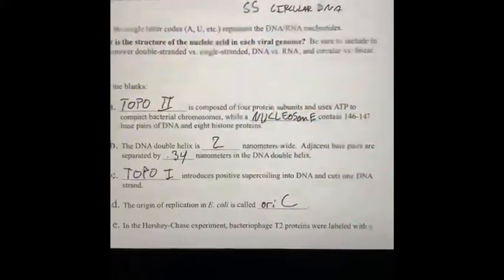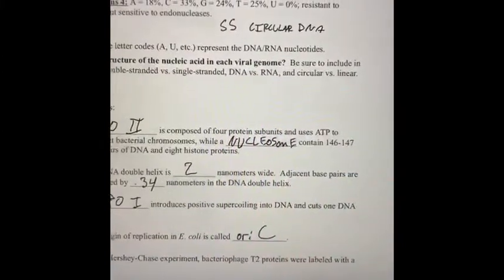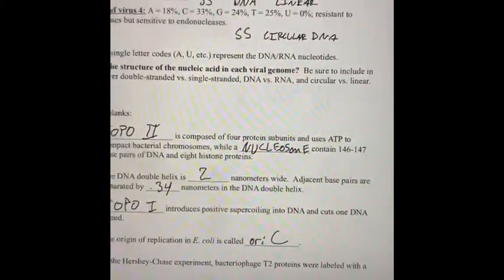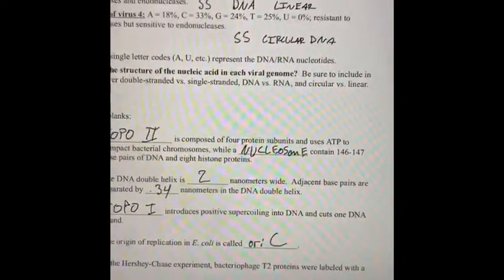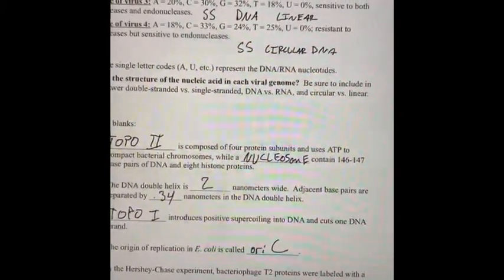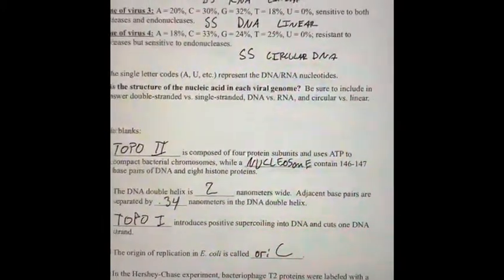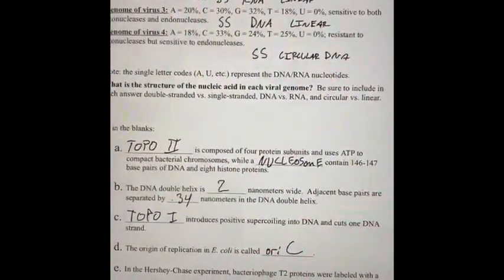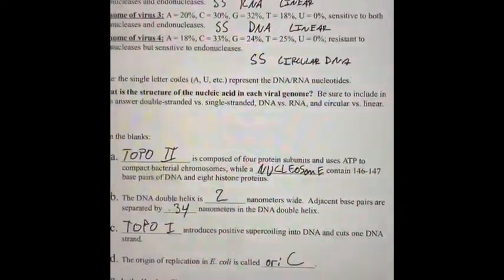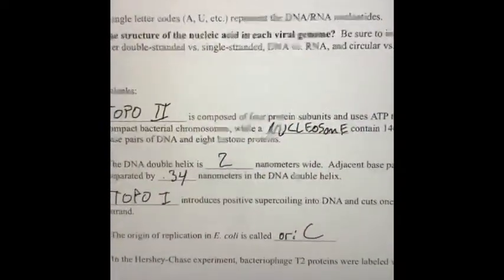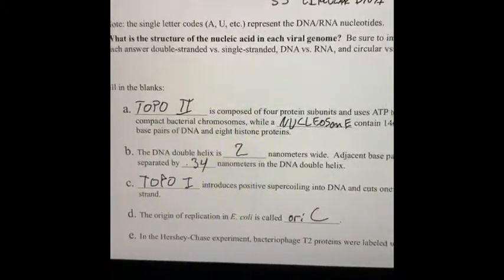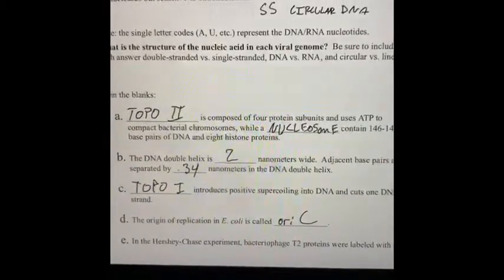So A, topoisomerase 2 is composed of 4 protein subunits and uses ATP to compact bacterial chromosomes, while a nucleosome contains 146 to 147 base pairs of DNA and 8 histone proteins. Remember those 4 main types of histones, they're 2 each. B, the DNA double helix is 2 nanometers wide. Adjacent base pairs are separated by 0.34 nanometers in the DNA double helix.